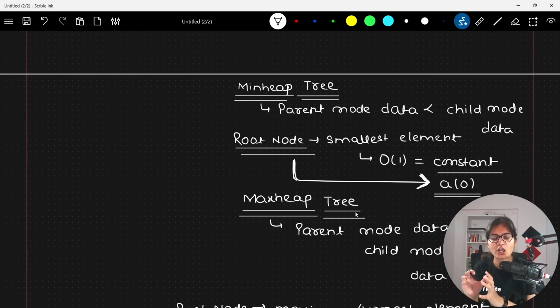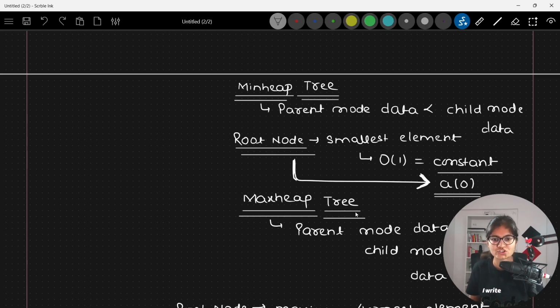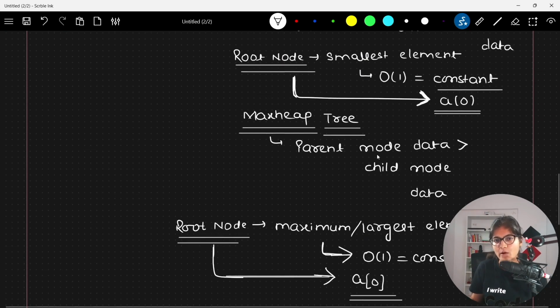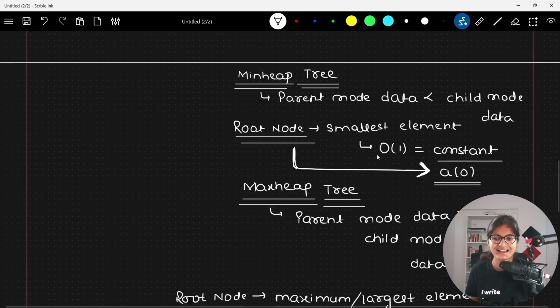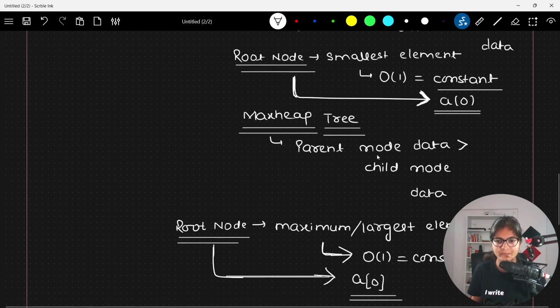Minheap tree will always try to find the minimum element, and there the parent node will always contain data having a lesser value as compared to the child node. Whenever we are talking about a Maxheap tree, the relationship is reversed. Here the parent node data will always have a bigger value as compared to the child node data.